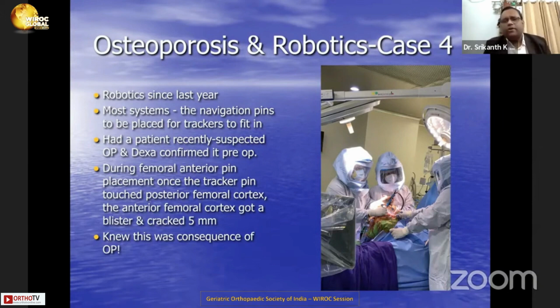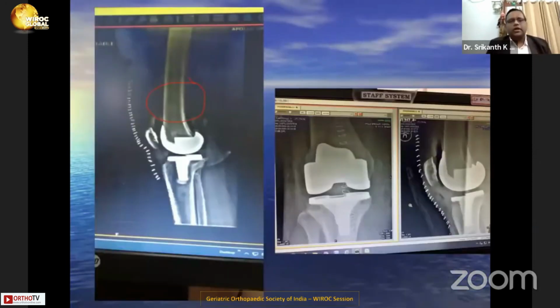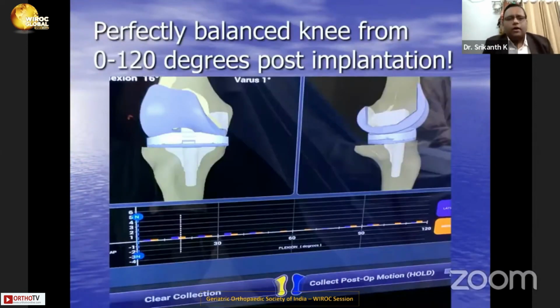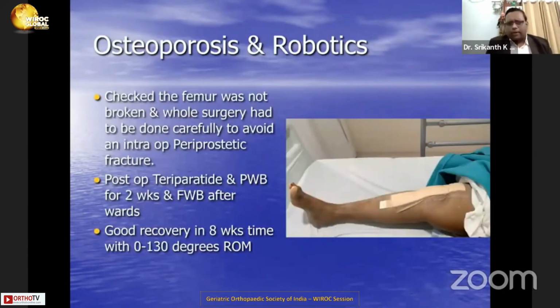So, my heart stopped for a second. I put my finger around the femur, to make sure that I had not caused a periprosthetic fracture even before I started surgery. I knew this was due to osteoporosis. You can see the X-ray here post-op, and I'm marking where the pin track led to a crack in the anterior cortex, which I filled in the end with bone from the shavings. This was the post-op, this one balancing. She had an excellent balance, 0 to 120 degrees knee flexion, 1 millimeter, as shown by the blocks on the pink and the orange. And post-op, I put her on teriparatide.